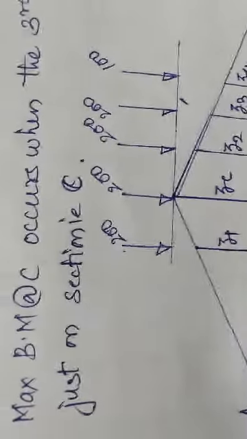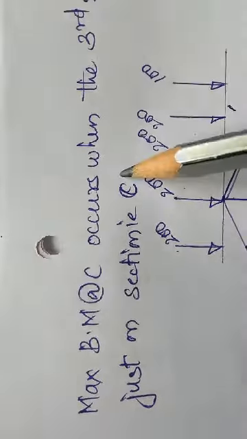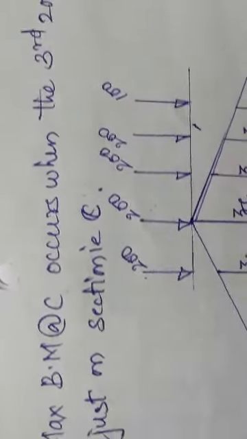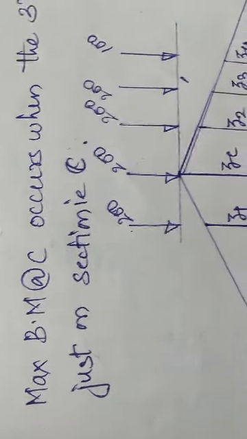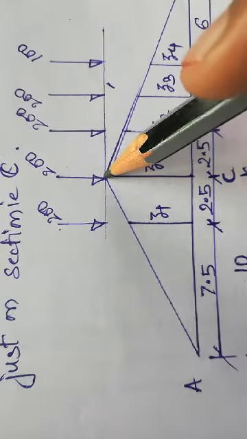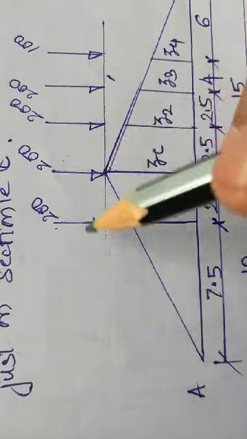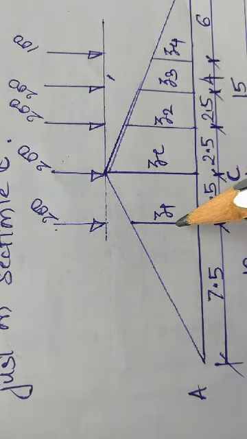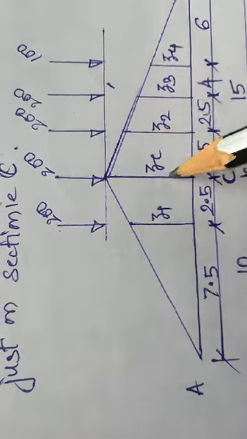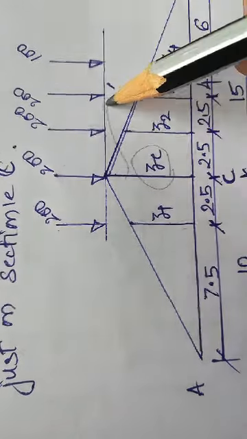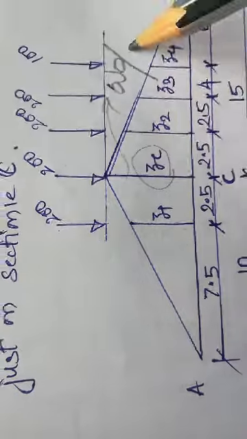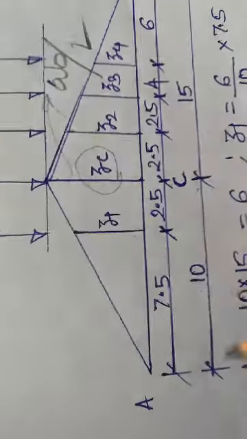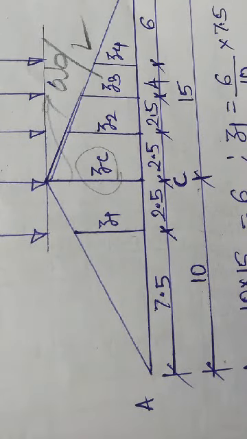Okay. So maximum bending moment occurs when the third 200 kilonewton load is just on section C. So let us place the third 200 kilonewton load on section C and rearrange the other loads with their respective distances. Now let us calculate their ordinates. Now you know ZC, since it is the maximum ordinate, is given by AB divided by L. Now C point is 10 meters away from A and 15 meters away from B.